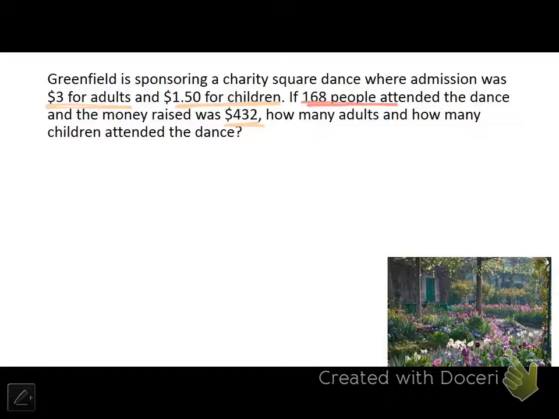So if I'm trying to say I have 5 adults, if we're trying to figure out how much money the adults paid, it'd be 5 times 3 because it costs $3 for each of the adults. So what we're going to do is do 3A. A is going to be for adults. Plus, now we got children, so $1.50C, and that's children, is equal to the total amount that they raised. So we put all of our money with our money.